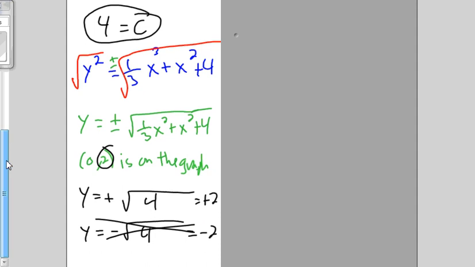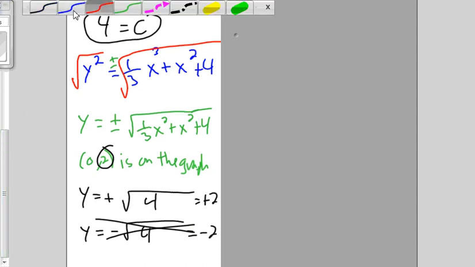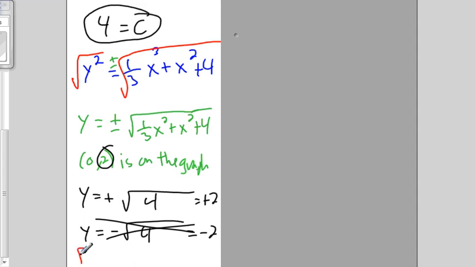That doesn't work. So my particular solution is going to be, and I always like to write it in function notation, f of x equals plus, you don't need to write the plus, the square root of 1/3 x cubed plus x squared plus 4. And that is our particular solution for this differential equation. Okay, but you do have to pay attention to the positive and negative signs.